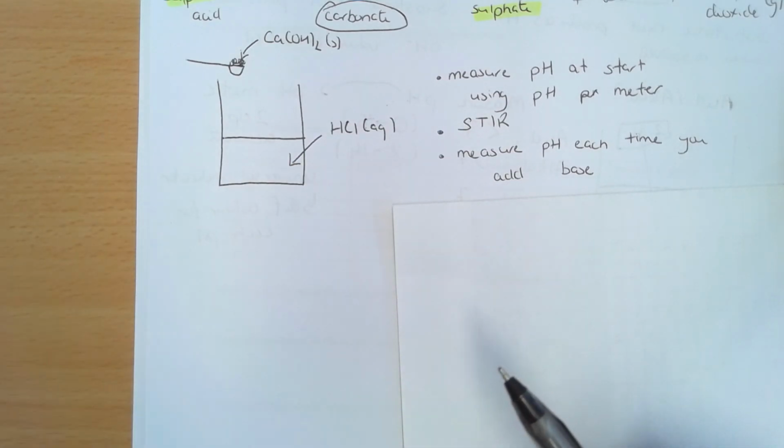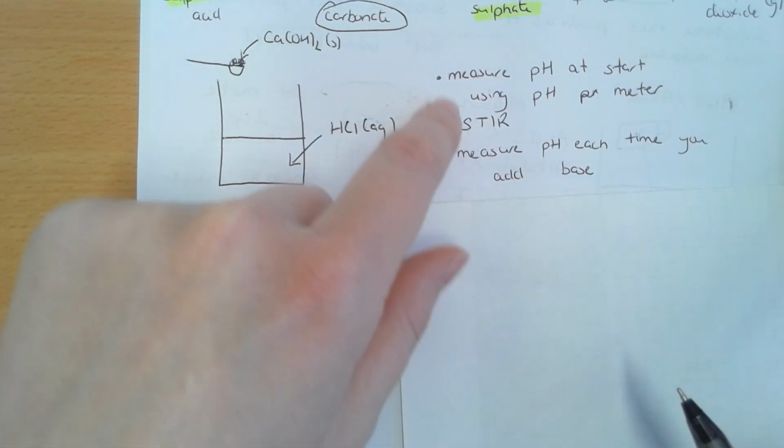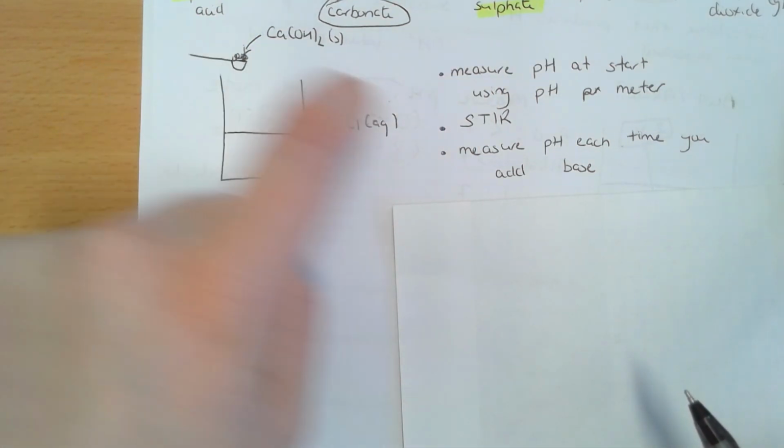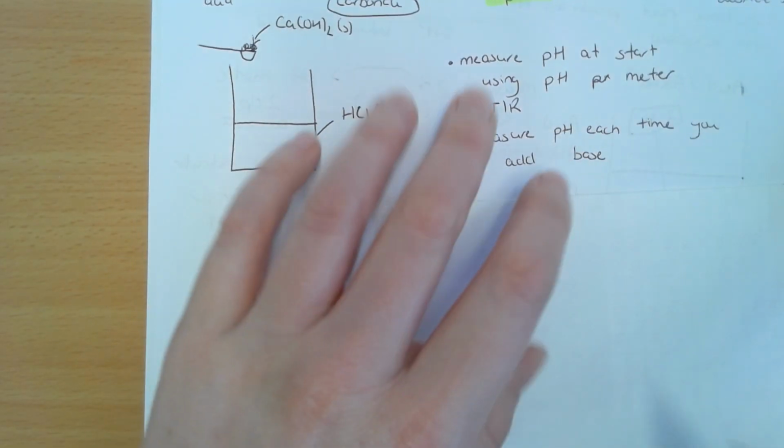So it should rise to 8, 9, 10 if you keep adding base, okay? But this is the method. Measure the pH at the start using your pH meter, add your base and stir, and then measure the pH every single time you add base.